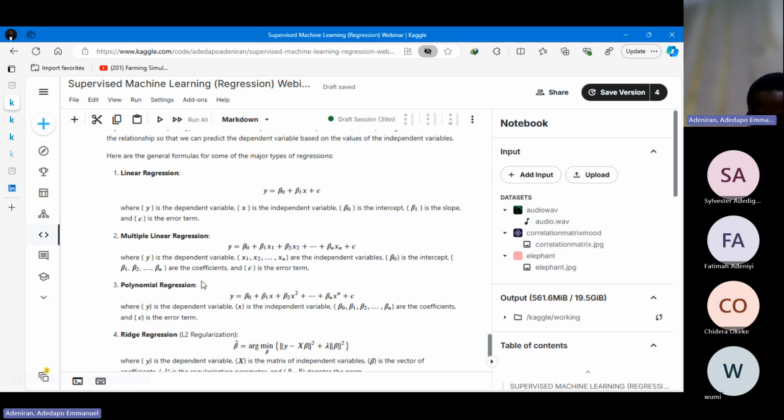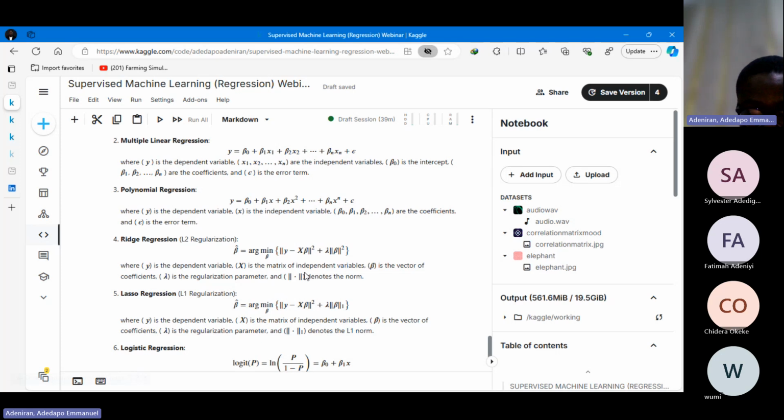There's also polynomial regression. Polynomial is when those independent variables are having different powers. Like when we have y is equal to mx raised to power 3 plus mx raised to power 2 plus mx plus c. That is polynomial, when the x is having powers in it.